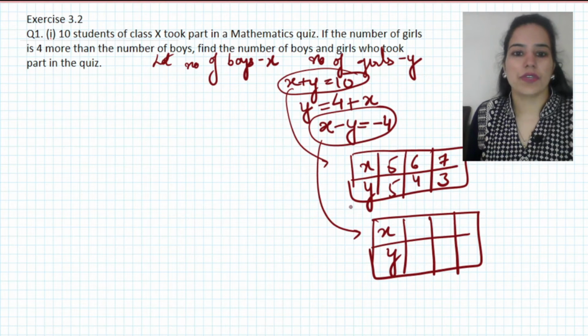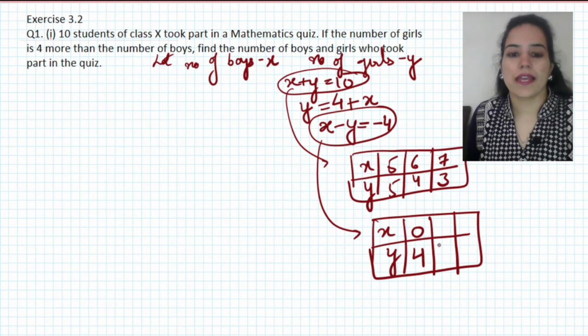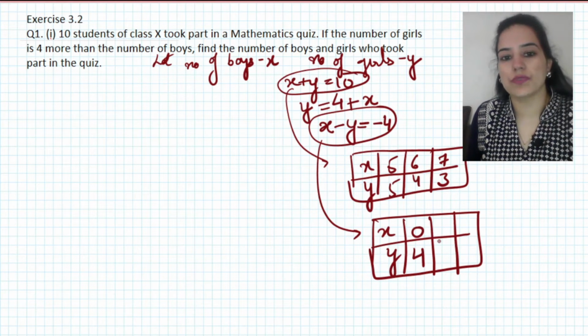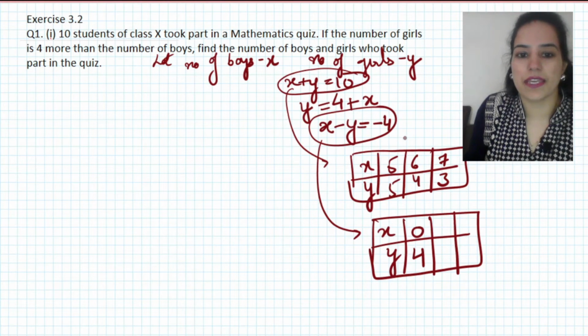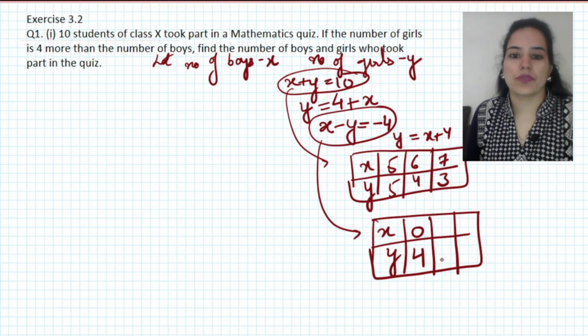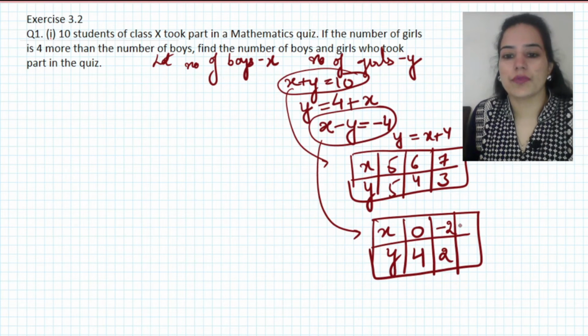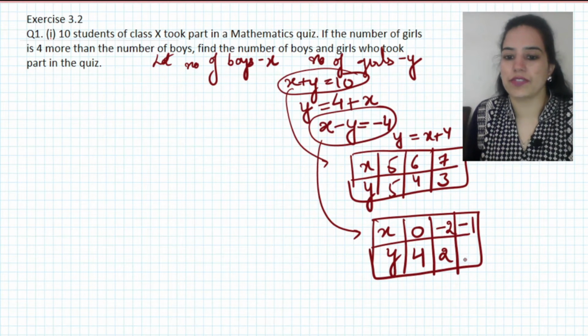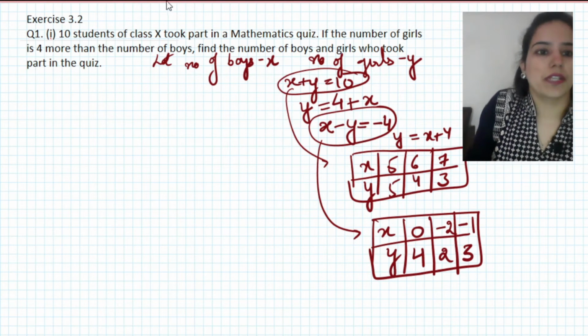All right. So if I put x is equal to 0 in this case, I get y is equal to 4. And I may write it like this also, that y is equal to x plus 4, right, for this one. So if I put x equal to minus 2, I get 2 here. And if I put x equal to minus 1, I get 3 here. So I've got 3 points. Now let's draw the graph.